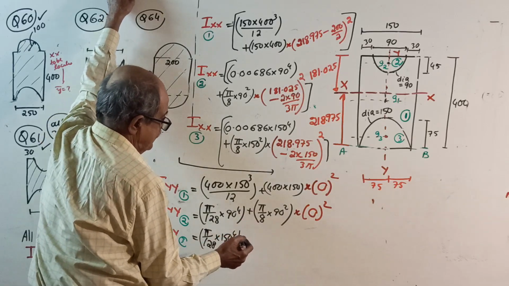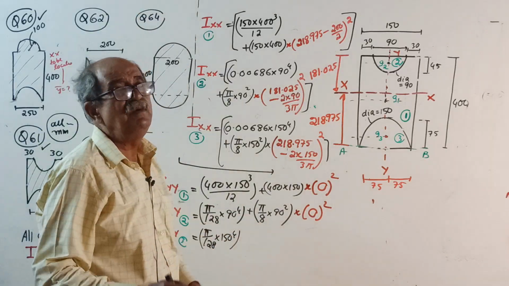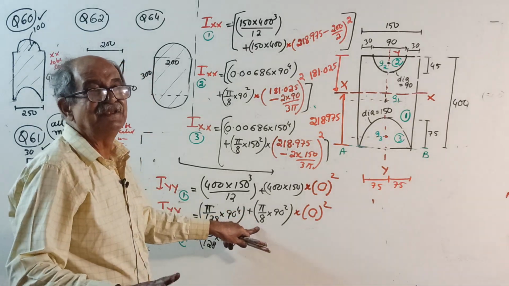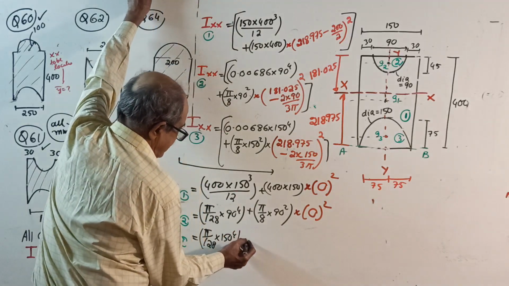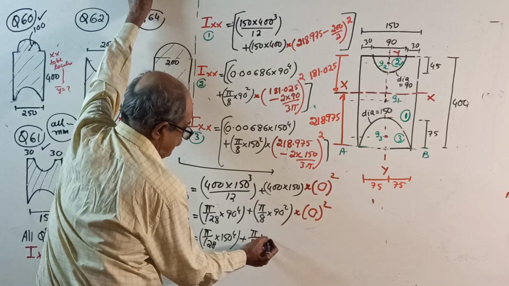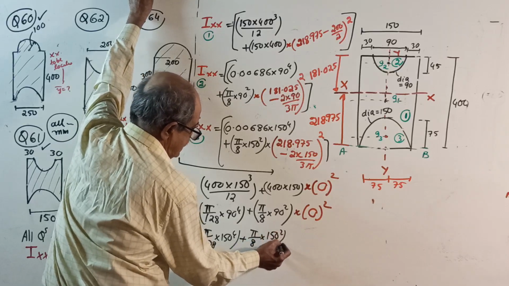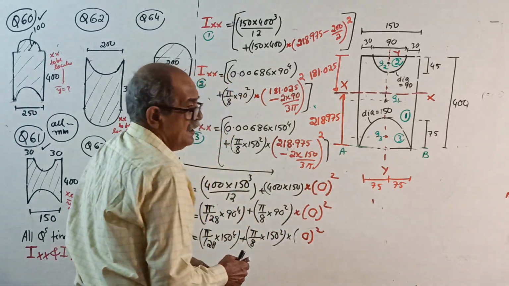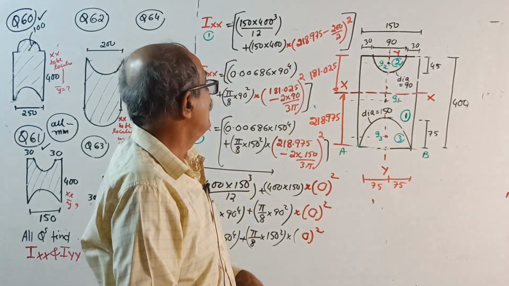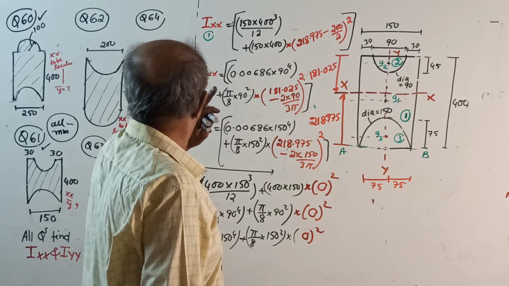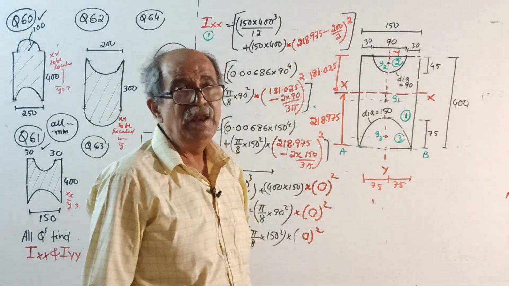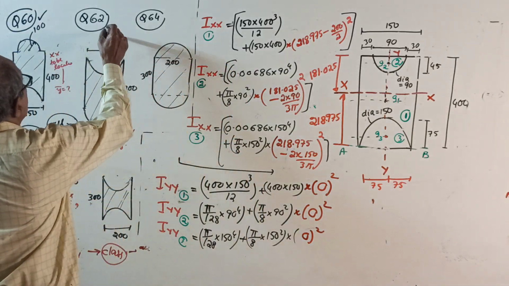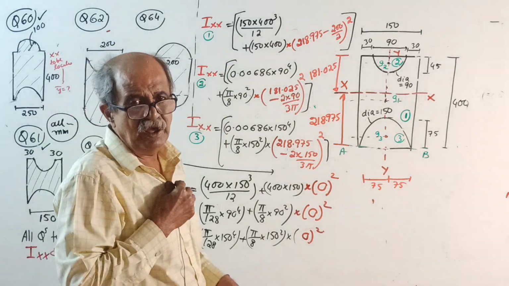Next, the remaining questions, I will not explain, since they repeat. Plus area, pi by 8 of 150 square, into, once again, 0 square. Then finally, IYY equals IYY for 1 minus IYY for 2 minus IYY for 3. Get the answer. 60 is over, 61 is over. Now I will go to 62. Today I will finish all the questions.